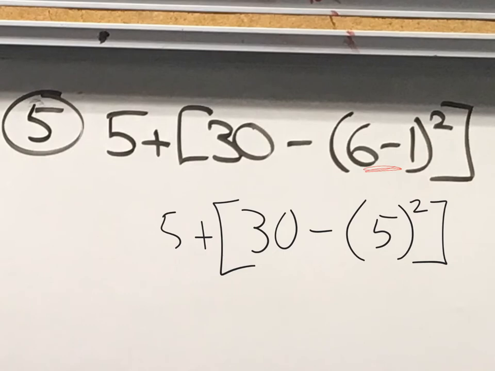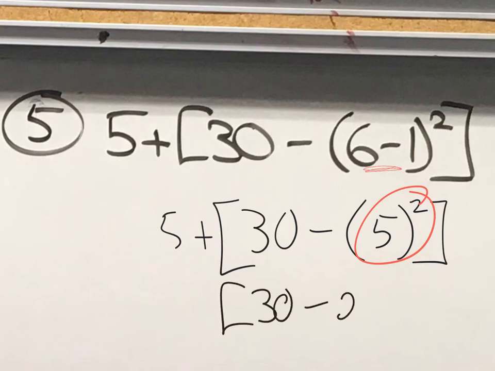Okay, then after that, I'm still inside the brackets, so I'm going to do exponents next. So this will be 25. The negative sign is not in there, it's outside. So it's still going to be the bracket, still going to be 30, it's still going to be minus, but you're going to have a 25 in here now. Now outside the bracket, you have the plus and the 5.